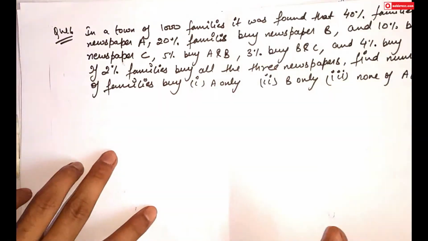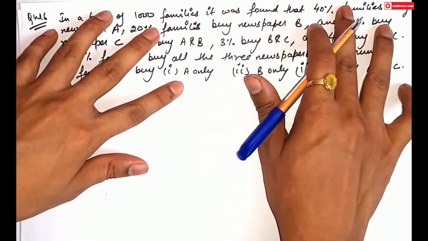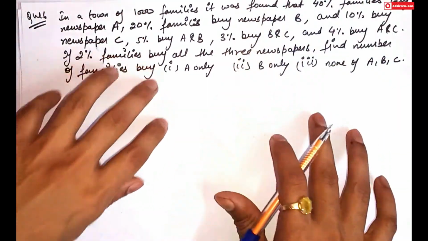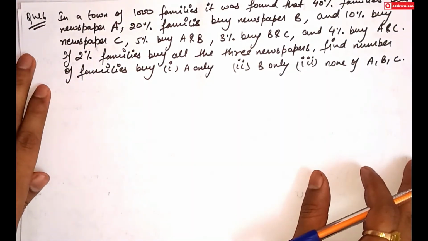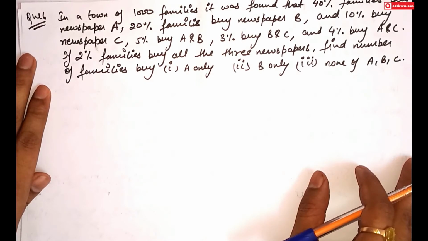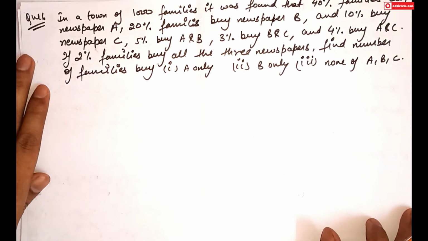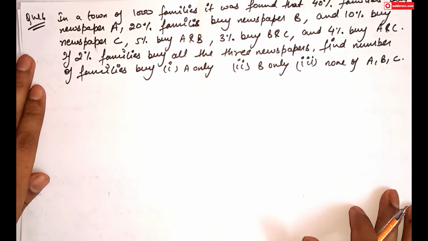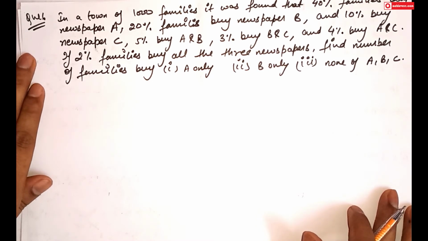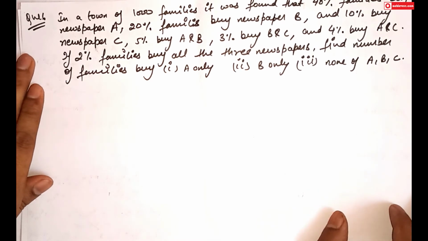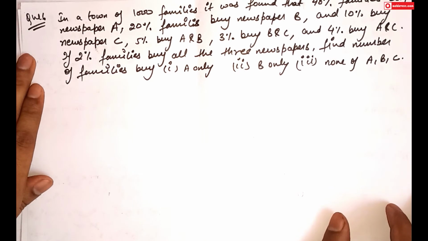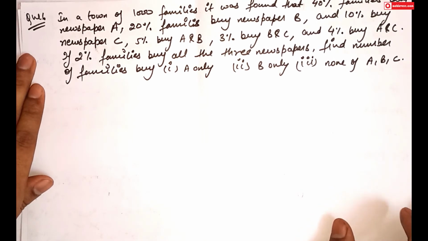Now let's move on to the last question. The last question is: in a town of 1000 families, it was found that 40% of families buy newspaper A, 20% of families buy newspaper B, and 10% of families buy newspaper C. 5% buy A and B, 3% buy B and C, 4% buy A and C, and 2% buy all three newspapers. Find the number of families that buy A only, B only, and none of A, B, and C.